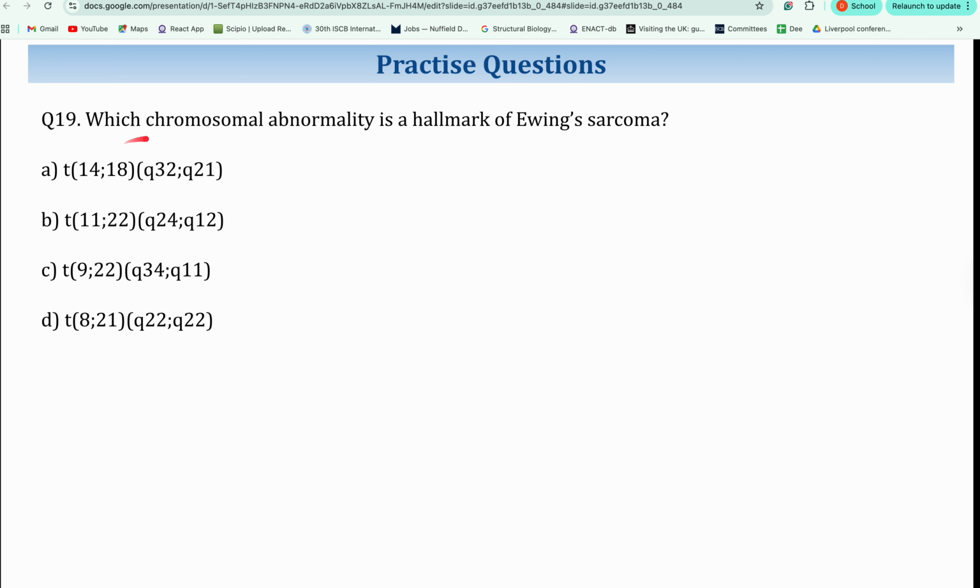Now the next question is, what chromosomal abnormality is a hallmark of Ewing's sarcoma? Option A, t(14;18) q32;q21. Option B, t(11;22) q24;q12. Option C, t(9;22) q34;q11. Option D, t(8;21) q22;q22. So we have already discussed this in the previous question also. I have told you what the genomic changes were in the chromosomal rearrangement in the fusion gene product of this Ewing sarcoma.